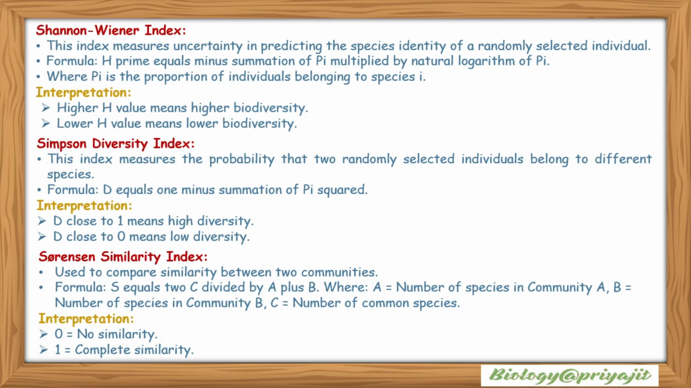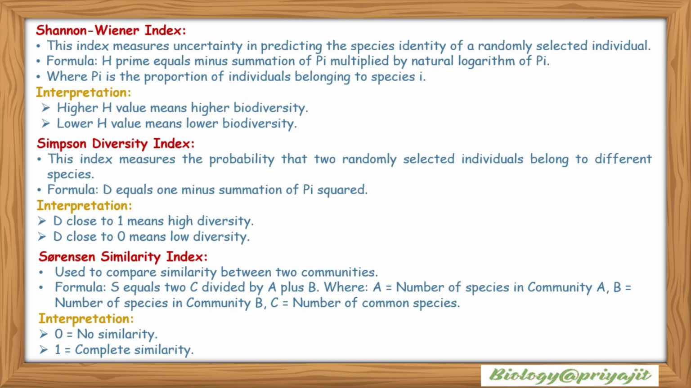Interpretation: a high H value means higher biodiversity and a lower H value means lower biodiversity. Simpson Diversity Index. This index measures the probability that two randomly selected individuals belong to different species. Formula: D equals 1 minus the summation of pi squared. Here D close to 1 means high diversity and D close to 0 means low diversity.